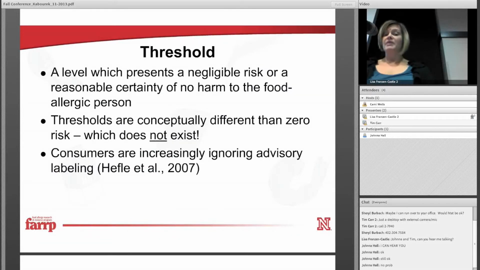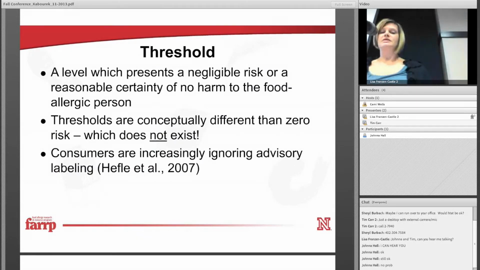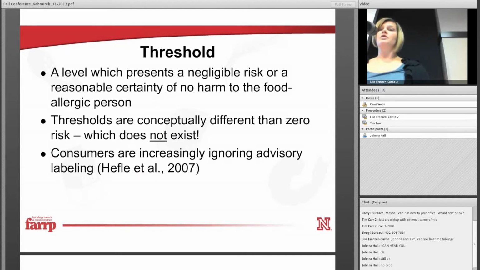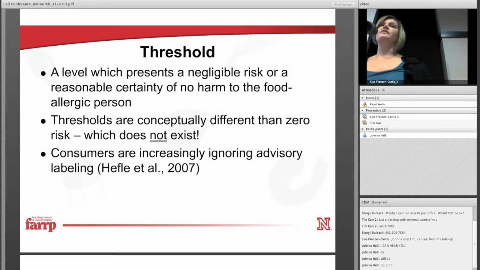I want to talk briefly about threshold. We might skip over most of it because it's pretty in-depth, but it's kind of what we are doing at FARP. It's where our passion lies right now, because we know that people have a threshold to food allergens. It's not zero. We know a threshold specifically presents negligible risk if it's below that threshold. It is different than zero. We know people can tolerate certain amounts of their allergen, and we are trying to get that data. There's going to be a different threshold for peanut versus egg versus milk. It's not going to be the same number, so it's going to have to be case by case and food by food.